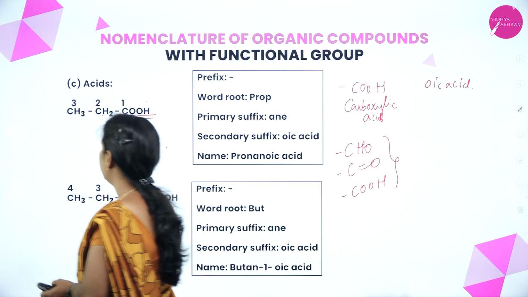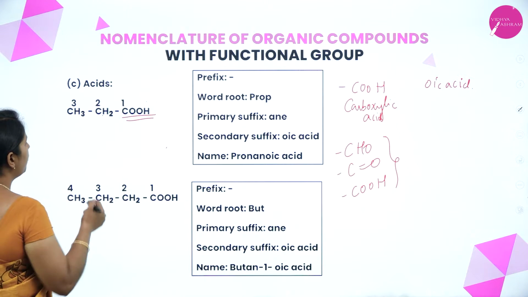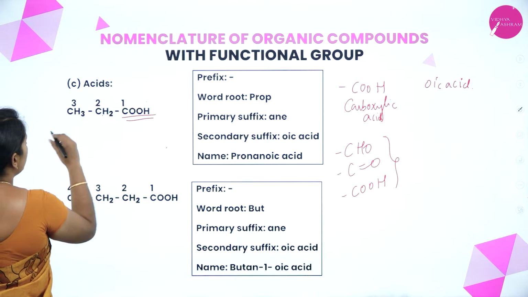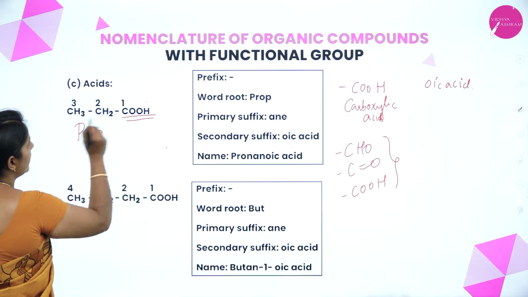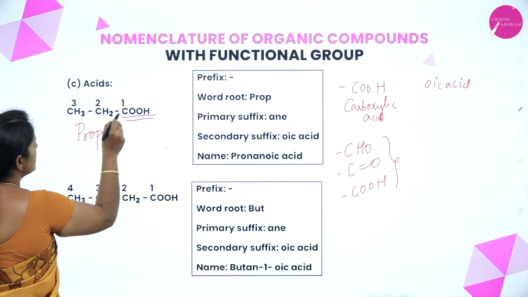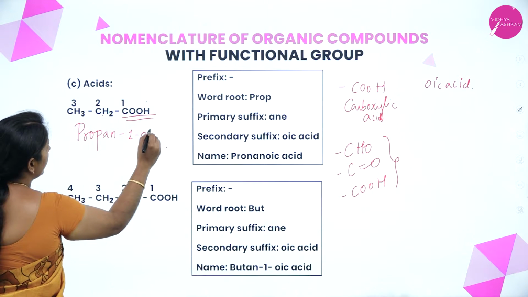So how do you name it? There is no prefix here. Then what is the root word here? 3 carbon atoms are there, so it is prop, okay. Propan it is. Which carbon atom has got the functional group? 1. So 1-oic acid.